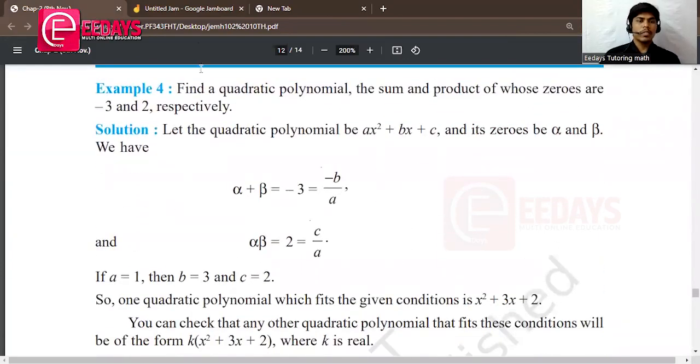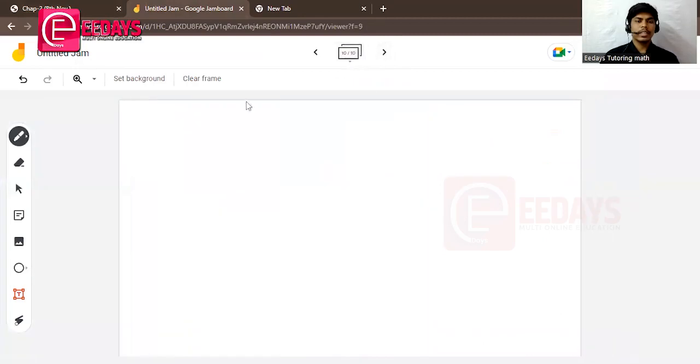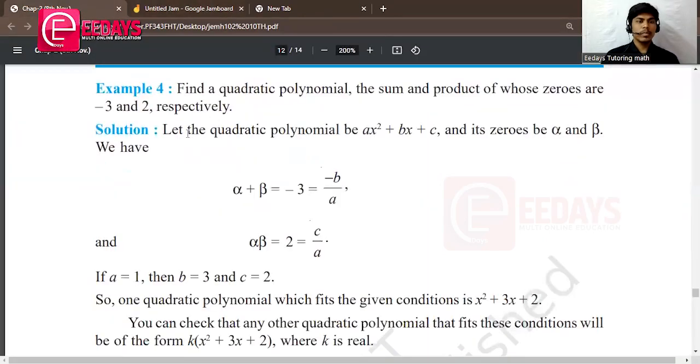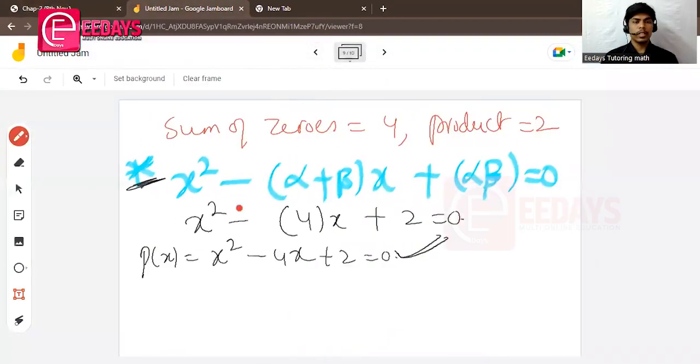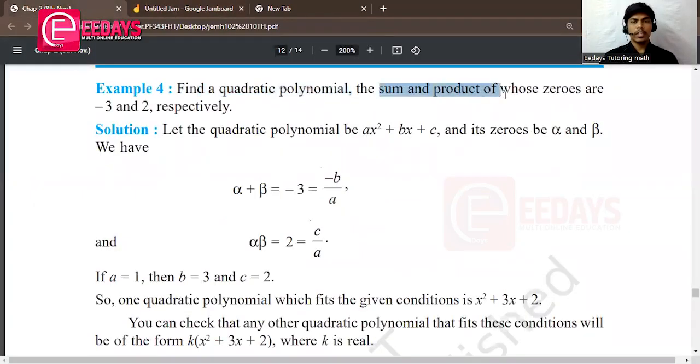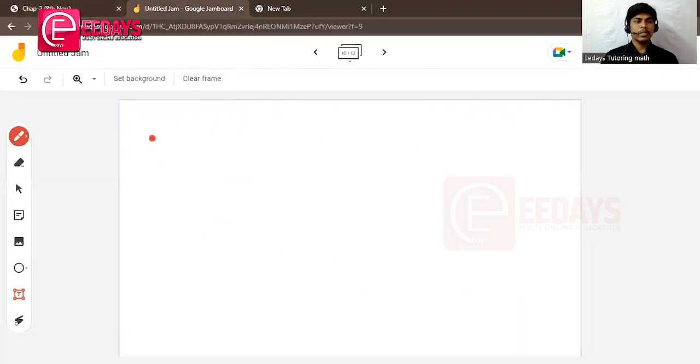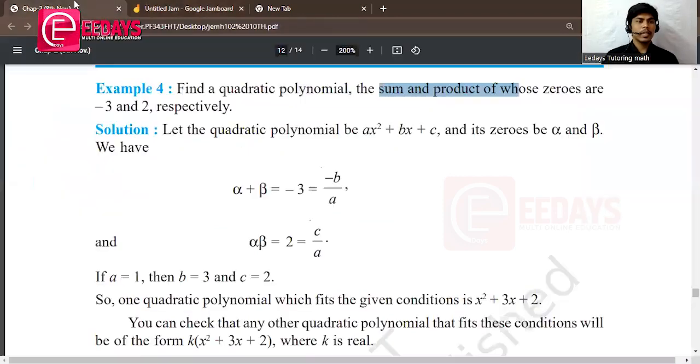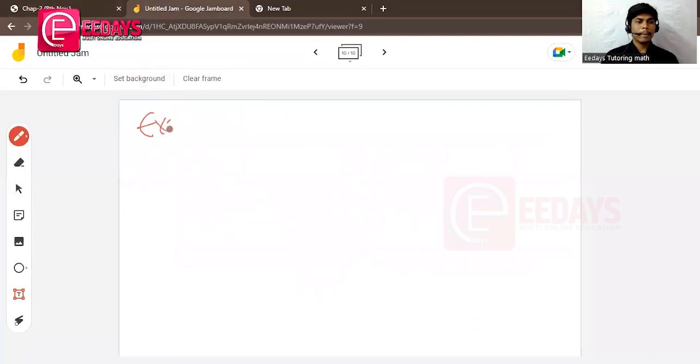Let's try with example 4. What is the example they gave? Find the quadratic polynomial. This is what I just told you about. So this is the format of the quadratic polynomial we need to find. The sum of zeros and product of zeros are already given: minus 3, comma, 2. Sum of zeros. This is example 4.